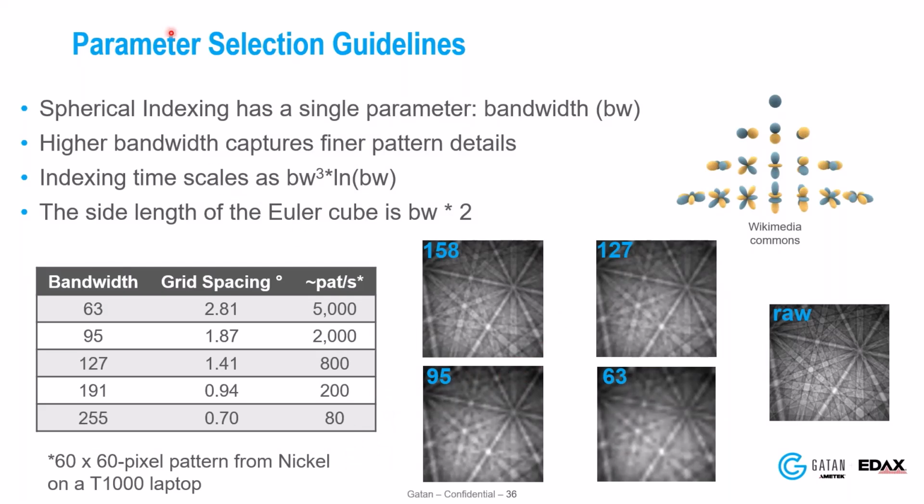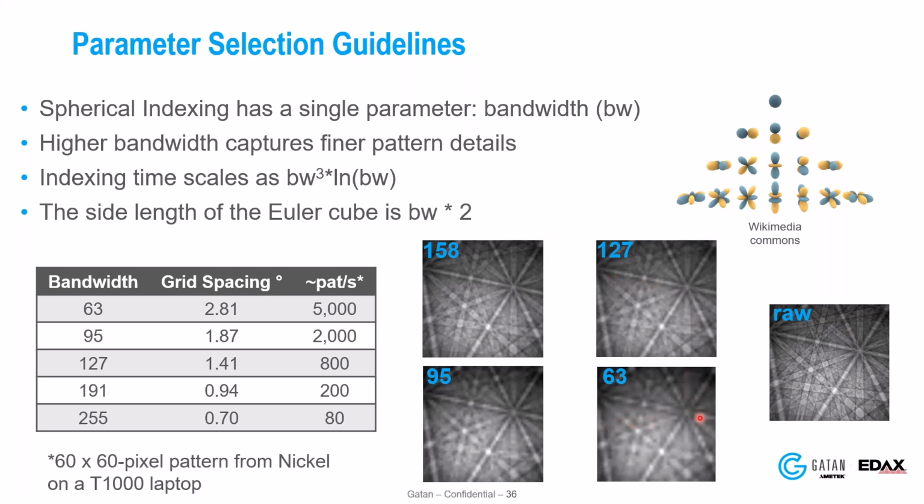For me as a user, one of the nice things is there's only really one parameter selection you have to make with spherical indexing in OIM Analysis as it's implemented. This parameter is termed bandwidth. Basically the bandwidth captures finer pattern details. So this is just an example. Here's our initial pattern. We transform it into frequency space. We use this bandwidth to apply a low pass filter. Then we transform it back.